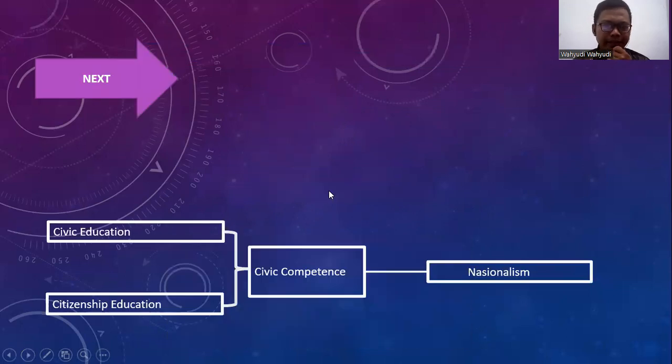The frame of thinking for this research is that we have civic education and citizenship education. This is the input to processing civic competence. Branson said that civic competence consists of 3 points. The first, civic knowledge, and the second, civic disposition, and the third, civic skill. All of them lead toward nationalism. So, nationalism is a result of civic competence. This is the frame of thinking of how to strengthen nationalism with civic education.